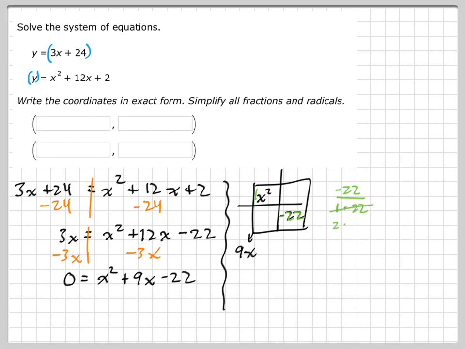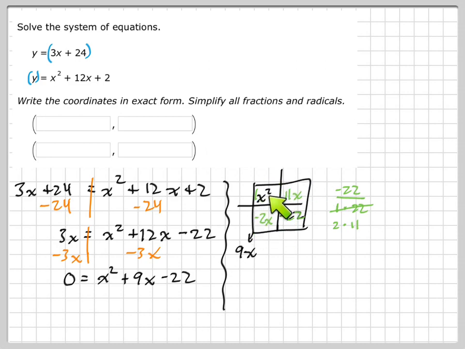Next number I'm going to try is 2. 2 times what gives me 22? 11. And this one works. If I make the 2 into a negative, I'm going to add those and get a negative 9. So these two add together to give me a 9. And so I'm done with that. Now I just got to find the outside numbers.